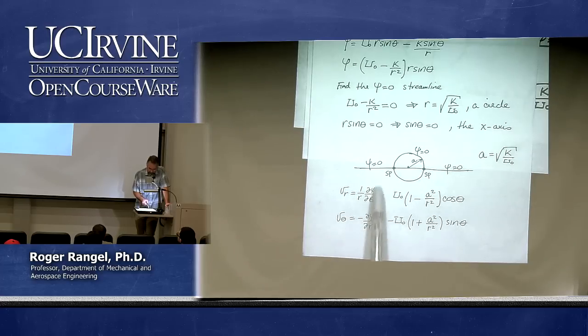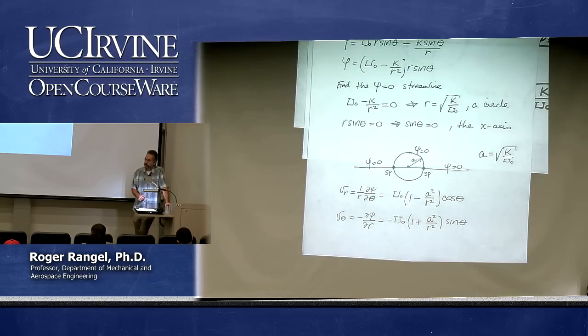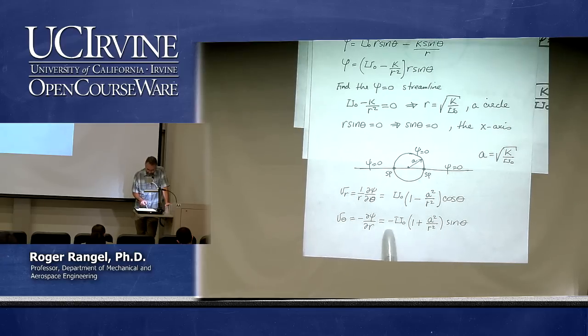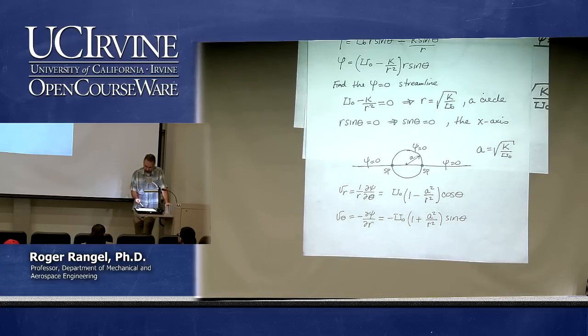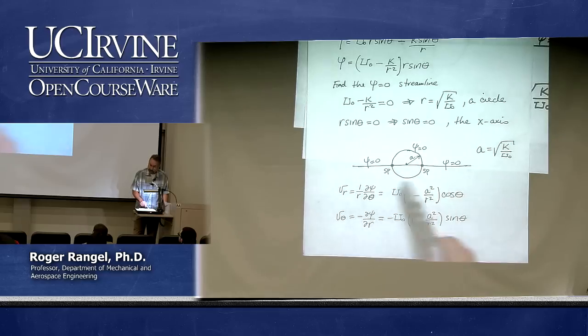You can write it down and verify the algebra later. If I take d psi d theta divided by r, I get u naught, times parentheses 1 minus a squared over r squared, times cosine theta. And for v theta, I get minus u naught, parentheses 1 plus a squared over r squared, times sine theta. Those are the components of the velocity field for this combination, doublet plus uniform flow, at any point. But of course, I am more interested in finding the velocity on the circle itself.